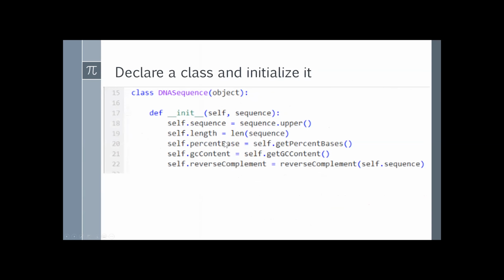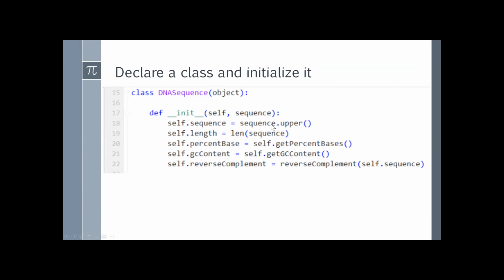So the first thing we've got to do when we're building out any class is declare a class and initialize it. So the class is just DNASequence, and it's a subclass of object, which in Python is basically the most basic object you can be. So we have our init, which is our constructor. And the only thing we really need to build out a DNA sequence object is the DNA sequence itself.